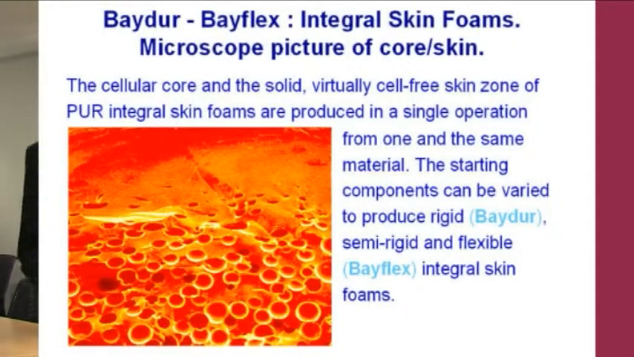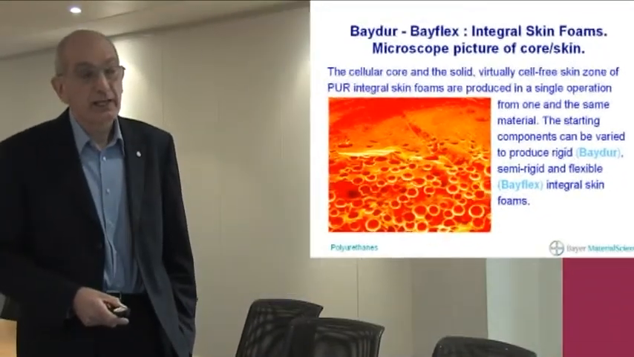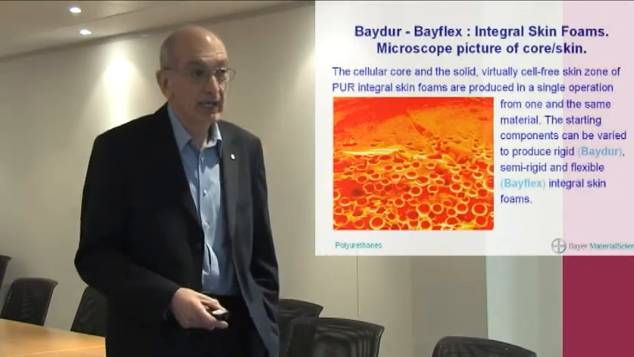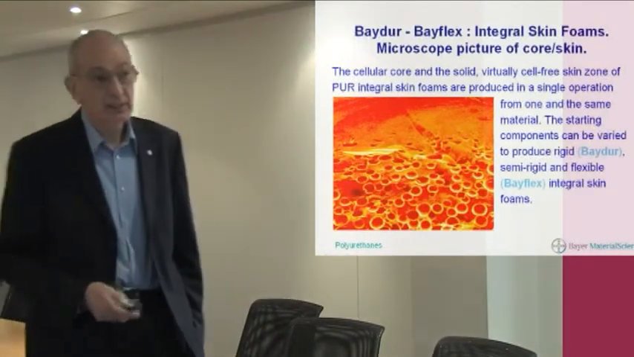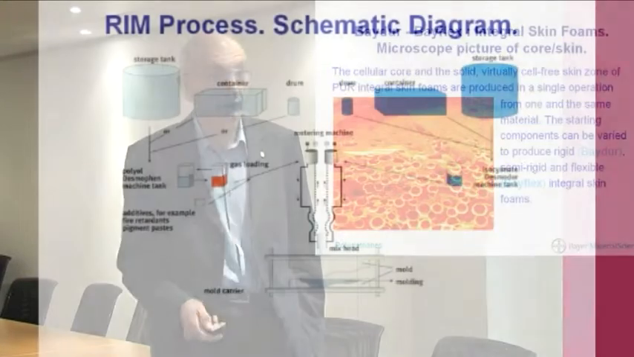What do we mean by integral skin? Well, here we have a partial cross-section through the wall of a moulding, and you can see a solid skin zone, which is usually 1 to 2 millimeters thick, and a cellular core. Some of the systems are in fact solid, so then there will of course be no cellular core.